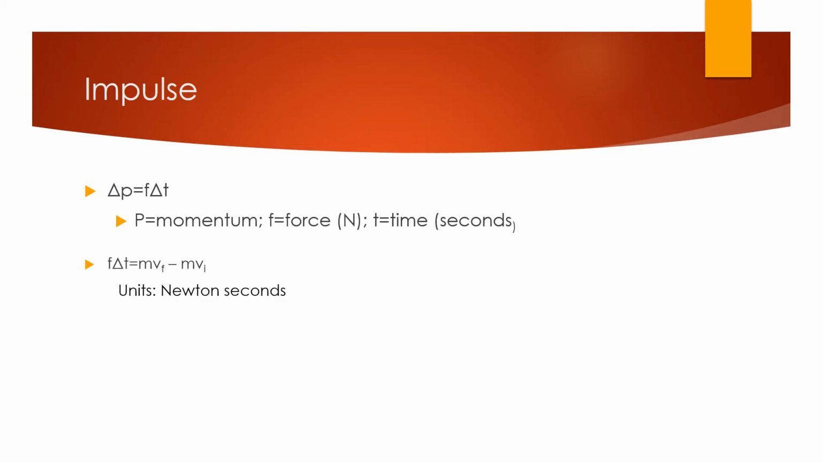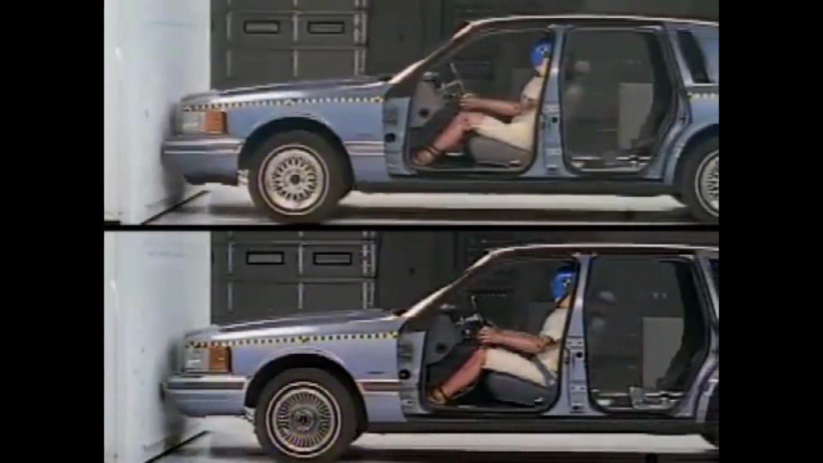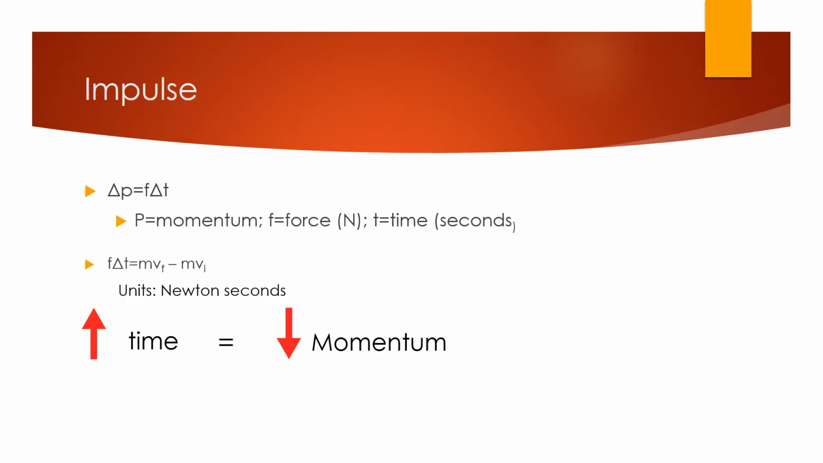What this shows us is that when time is increased, the force on an object decreases. This is why airbags help reduce our force, as they slow down the time of the collision. Let's watch a video that compares two car crashes. One where the test dummy has his airbag deployed, and one where his airbag is not deployed. As you can see, the dummy's momentum is significantly decreased when the airbag is deployed.